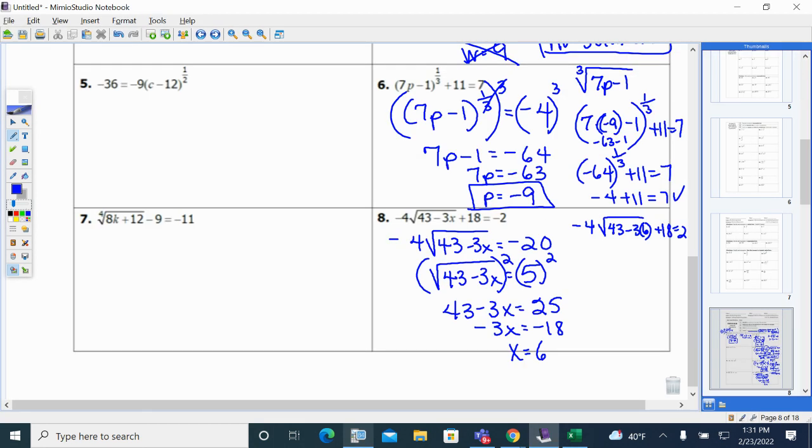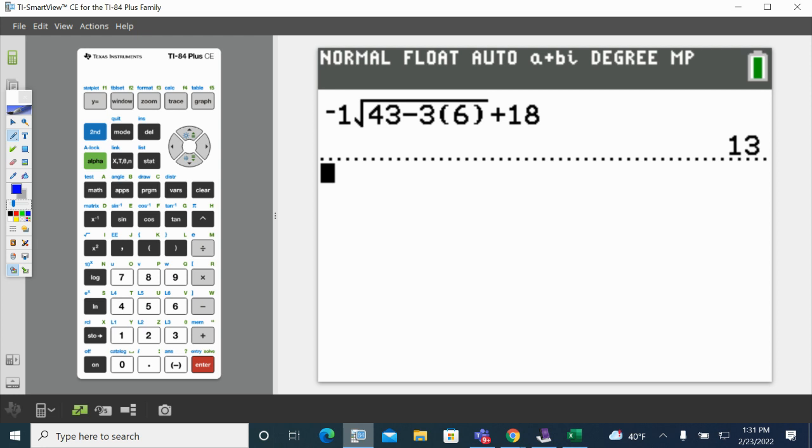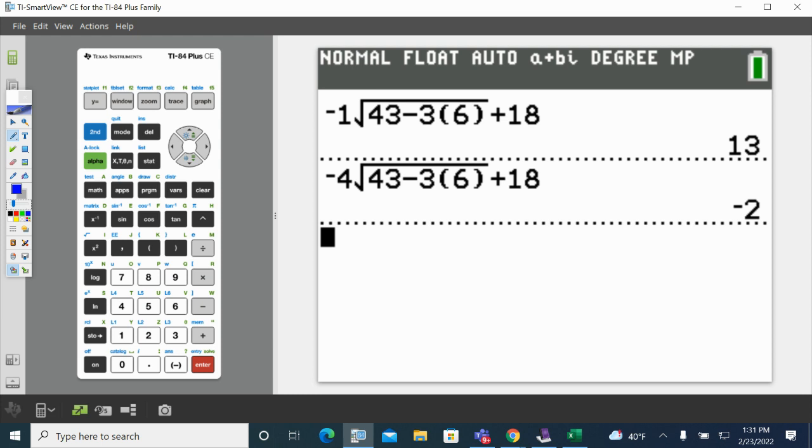I think I've got a problem. A -2. And then that was a -4. I left off the -4. I'm so sorry, you guys. That was a -4, not a -1. -2.